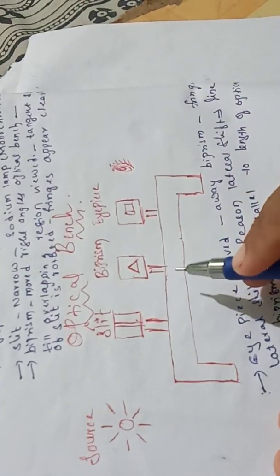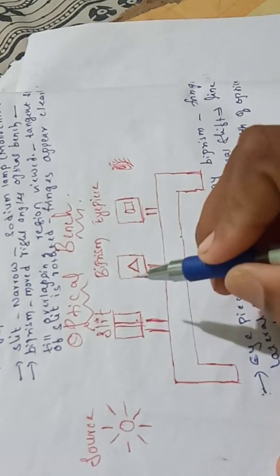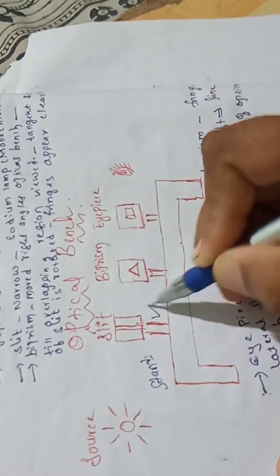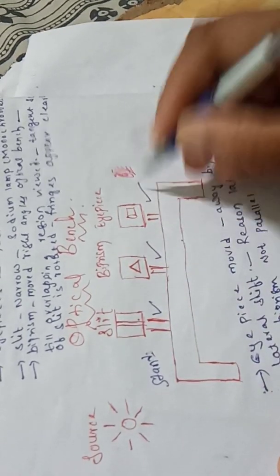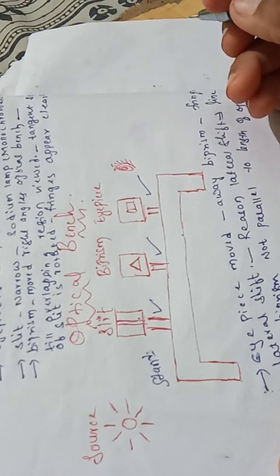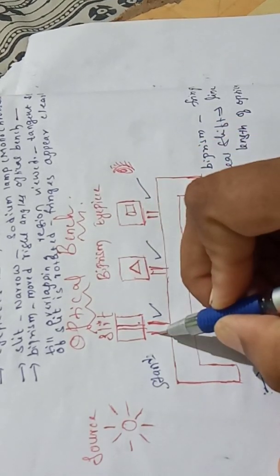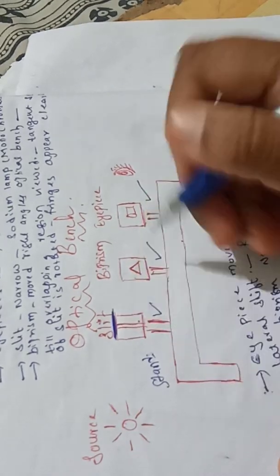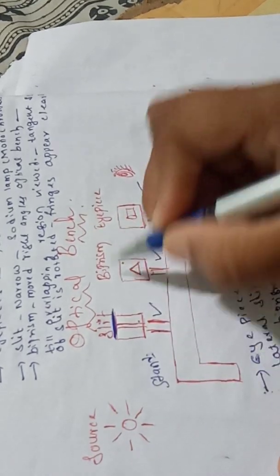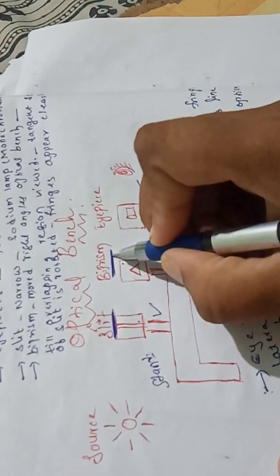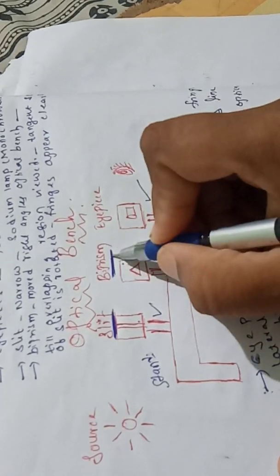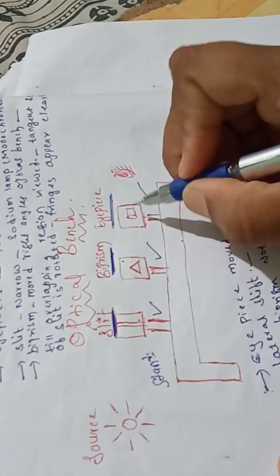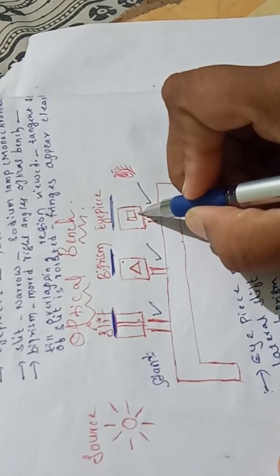So this optical bench consists of 3 stands. First stand, second stand and third stand. Okay. In the first stand, we will place the slit. In the second stand, we will place the required Fresnel's biprism. In the third stand, we will place an eyepiece.